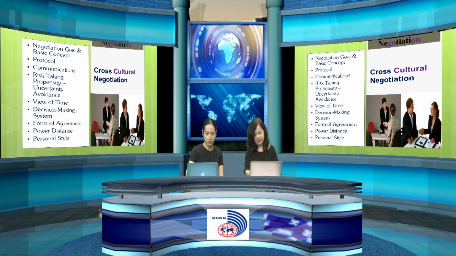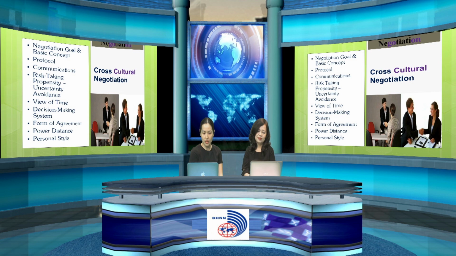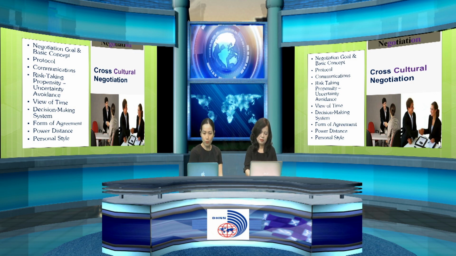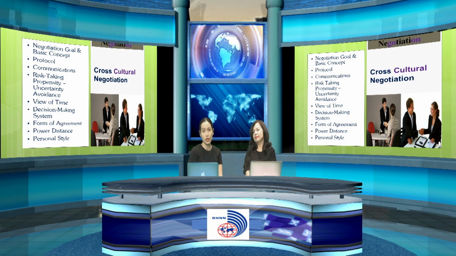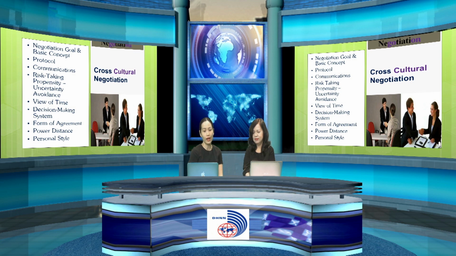The factors are: negotiation goals and basic concept, protocol, communications, risk-taking propensity, uncertainty avoidance, the concept of time, decision-making system, form of agreement, power system, and personal style. I think we already have a handout which is quite detailed about cross-cultural negotiation in our learning management system. So please go there, download and read it, and do the exercise in it.